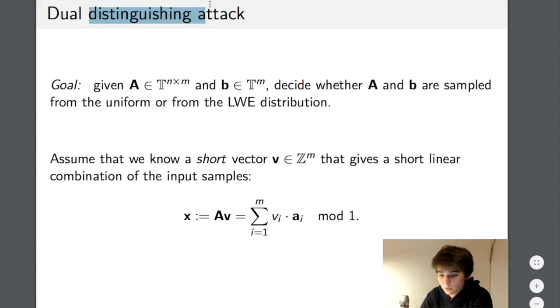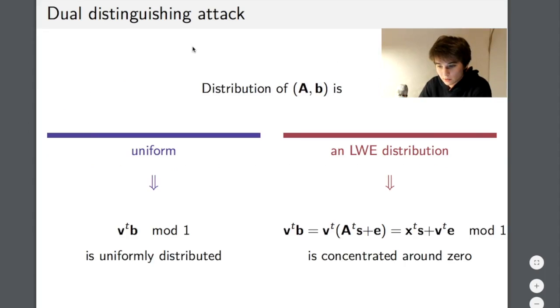We are given many samples from the LWE distribution or from the uniform distribution, and the goal is to guess correctly the input distribution. Here, the samples are grouped into the matrix form. Assume that we somehow have access to a short vector v that gives us a short linear combination of the A part of the input samples. Now, consider two cases. Assume that the input samples came from the uniform distribution. Then there is nothing special about the scalar product of v times b, and it is going to behave as uniformly distributed modulo 1.